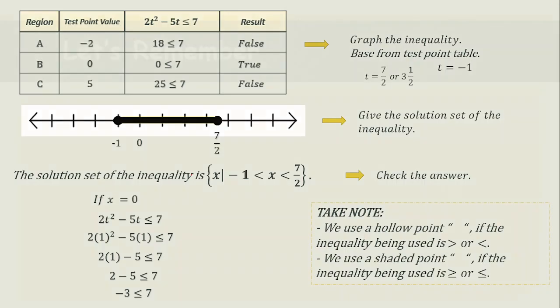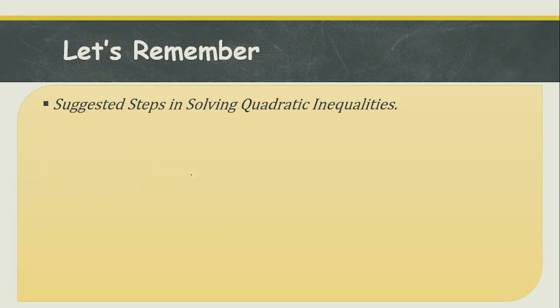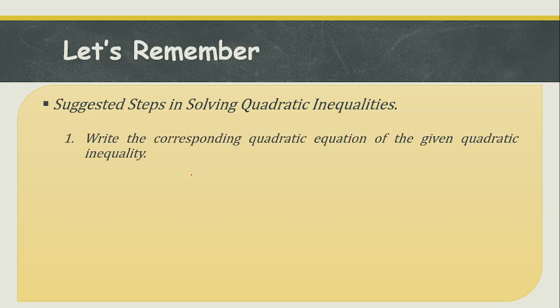So, let's continue. So, let's remember. Here are the suggested steps in solving quadratic inequalities. So, ulitin ko lang. Step 1, write the corresponding quadratic equation of the given quadratic inequality. Step 2, factor the polynomial. For the case of step number 2, there are times na katulad ng example 2 na yung polynomial natin is already factored out. So, swerte kayo pag may given na naka-factor out na, hindi na kayo magfa-factor sa step 2.